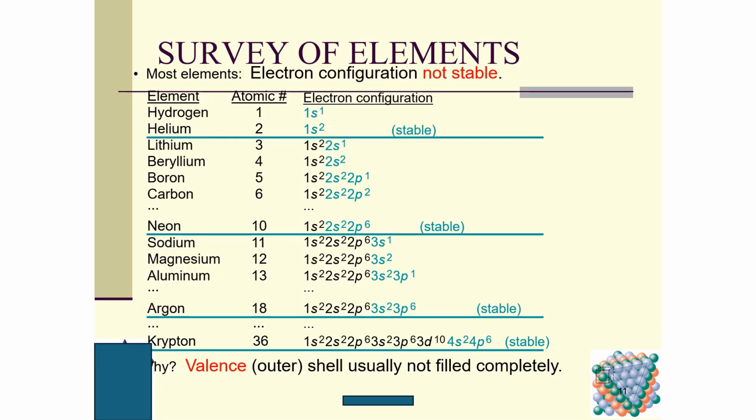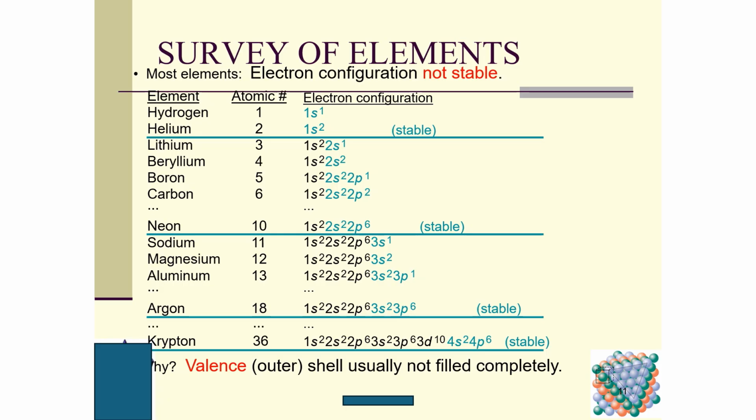Then we look at the second row: lithium, beryllium, boron, carbon, and finally we reach neon. Neon is 1s2, 2s2, 2p6. For the second shell, we have s2 and p6, so this atom has 8 electrons in the second shell. The number of electrons in neon also reaches the maximum number for this shell. This is the reason neon does not have a tendency to react chemically with other atoms in order to maintain a stable state. It's the same thing as we talked about with helium, so neon is also stable.